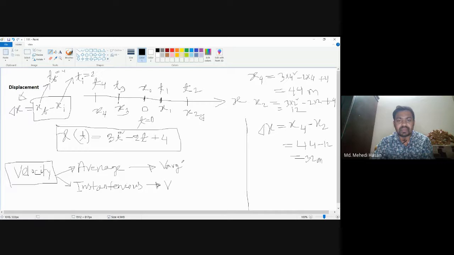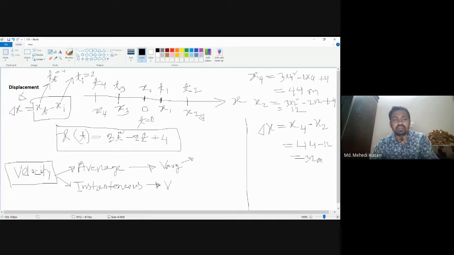But in the case of average velocity, there will be a time interval. Say the velocity between time t = 5 seconds to 10 seconds, or t = 2 seconds to 4 seconds, or t = 3 seconds to 1 second.